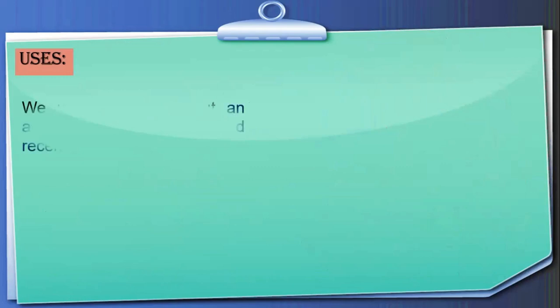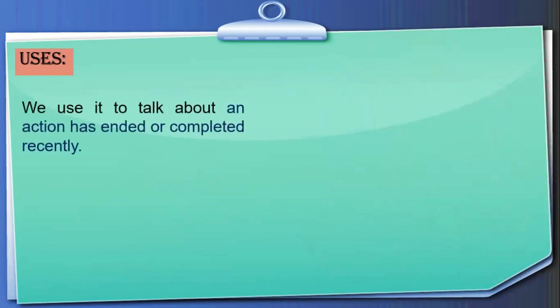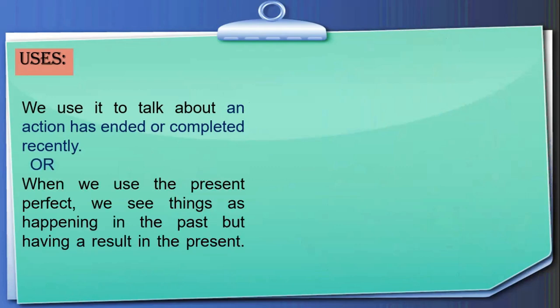Its uses. We use it to talk about an action that has ended or completed recently. When we use the present perfect, we see things as happening in the past but having a result in the present. So this is called present perfect tense.